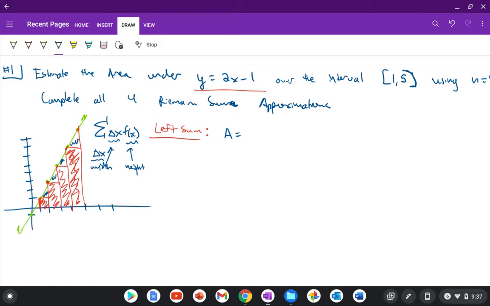So we find the sum of all the widths times the heights. The sum means you add them together. So you do the width times the height of this rectangle plus the width times the height of this rectangle, and add up all of them. That's what the summation means.